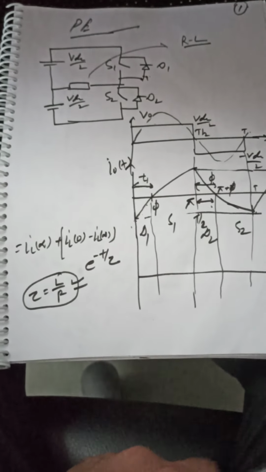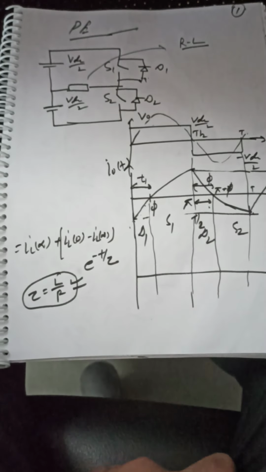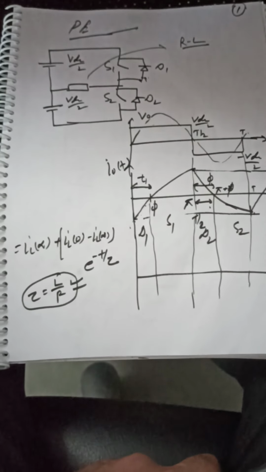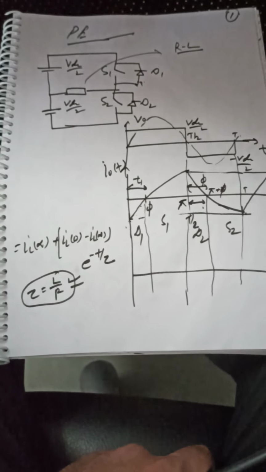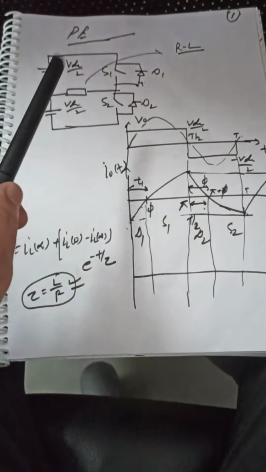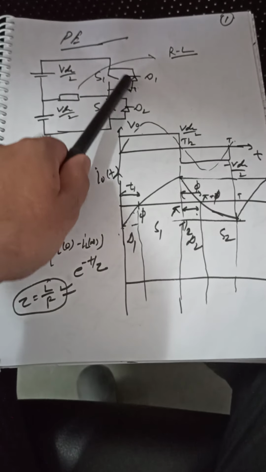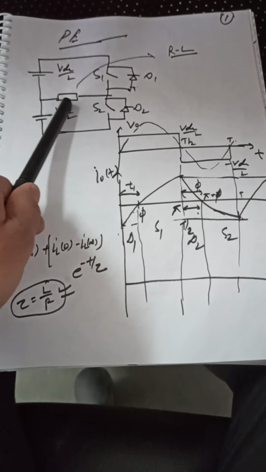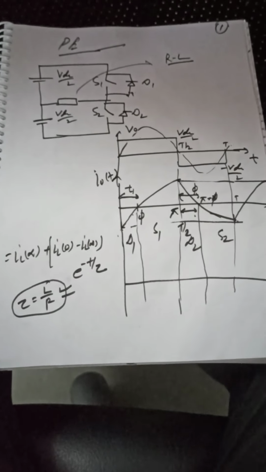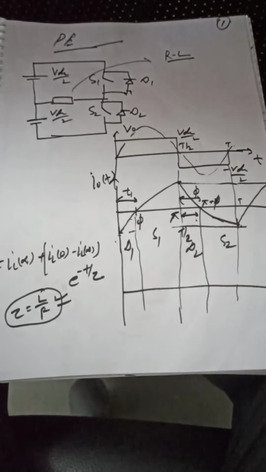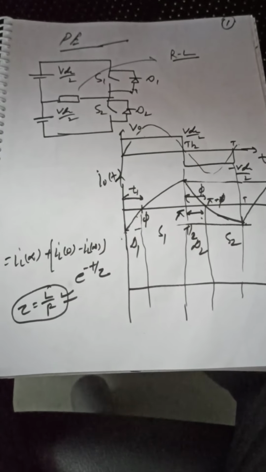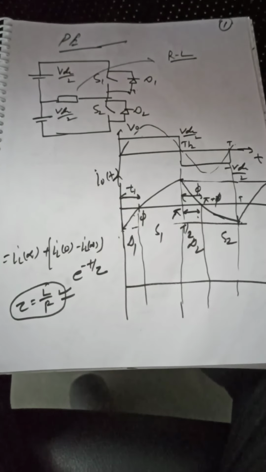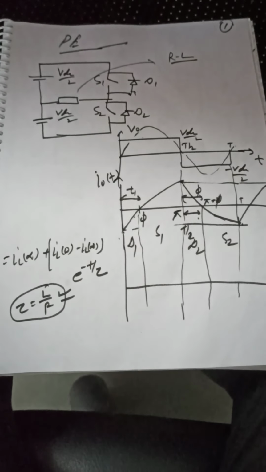Now come to this other part, phi to pi. From phi to pi, we can easily say that voltage is positive and the current is also positive. It means the positive voltage is getting applied across the load and the current is flowing through the switch into the load. Now when the current is flowing into the load, what conclusion can be drawn? That S1 will be conducting.